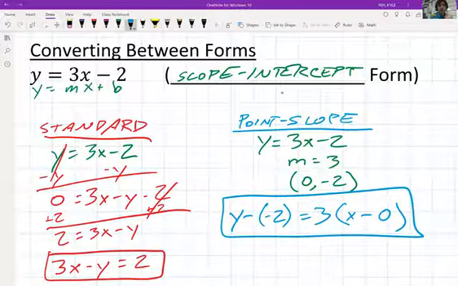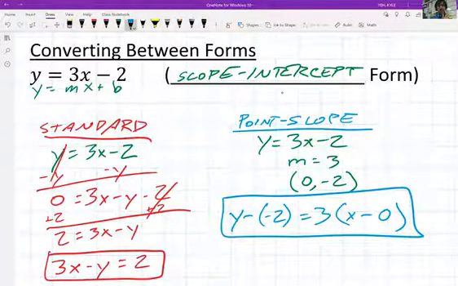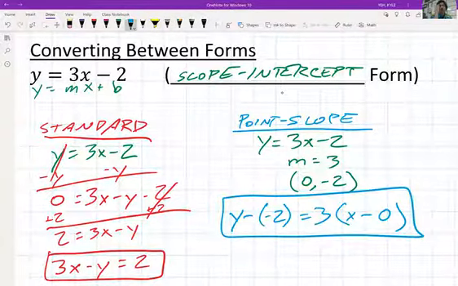Just by taking the y-intercept, which is a point on the line, and the slope, we can put this in point slope form from slope-intercept directly. And that'll always work out. If you have slope-intercept, it's really easy to go to point slope if you know that trick, know that equation.